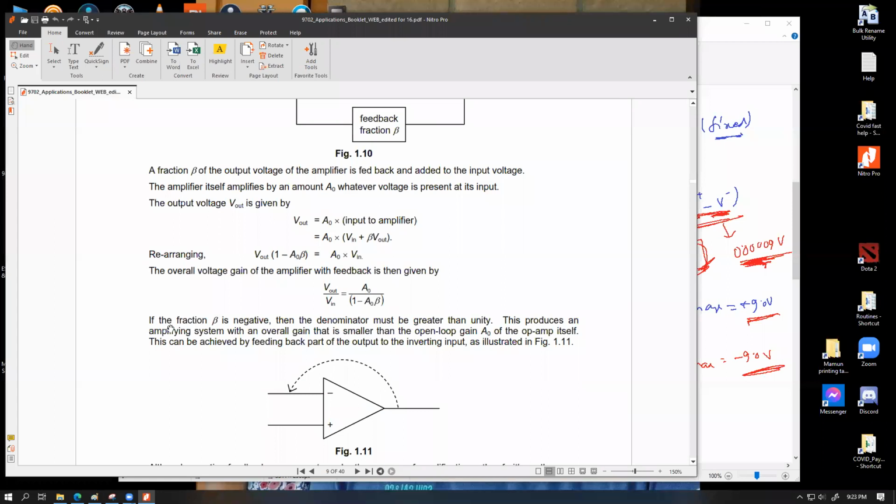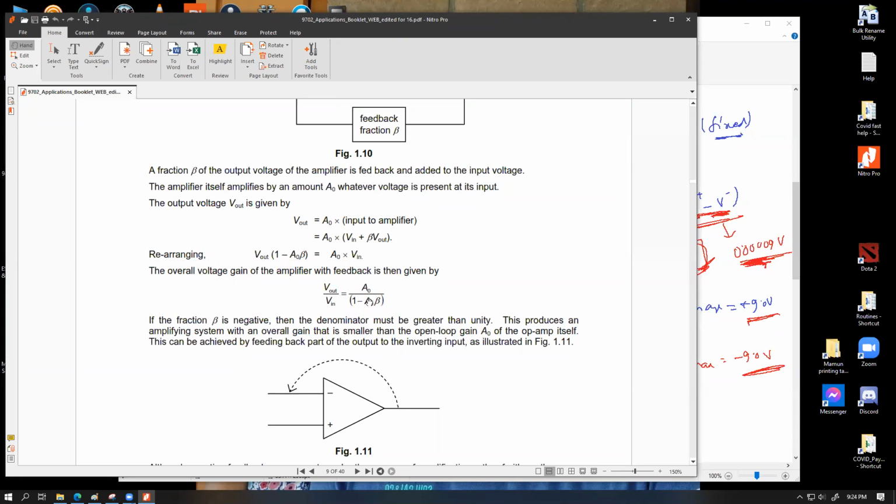If the feedback fraction is negative, then the denominator must be greater than unity. Feedback fraction negative মানে কি খেয়াল করো, এখানে 1 minus A naught B আছে. A naught is the open loop gain, which is generally a positive number. It can be negative. But if the feedback fraction itself is negative, if you can somehow make that thing become negative, then this minus and this minus together will eventually give rise to a value that is positive.